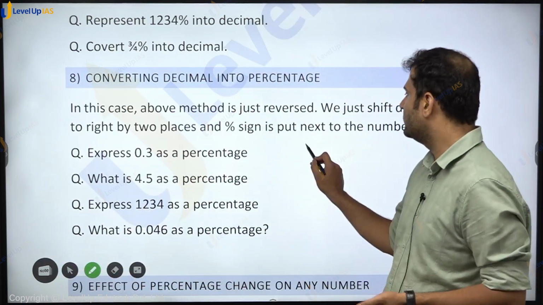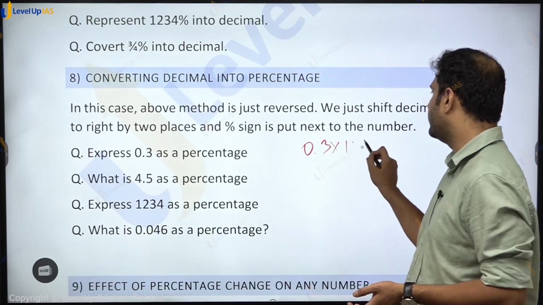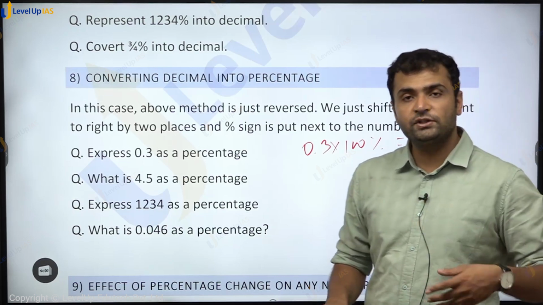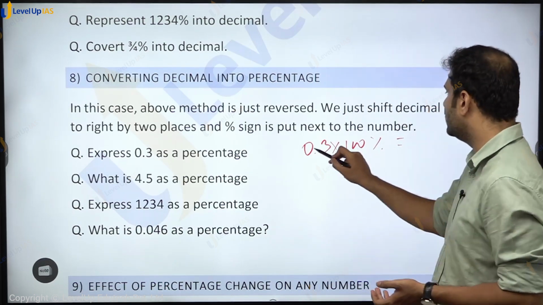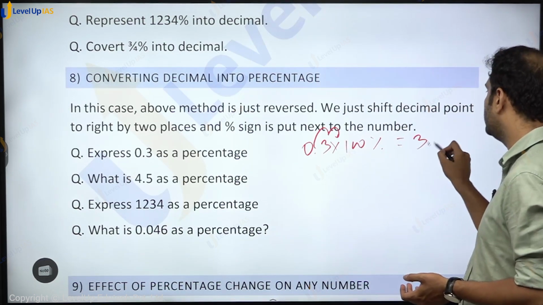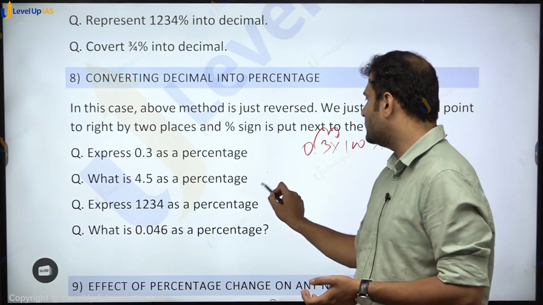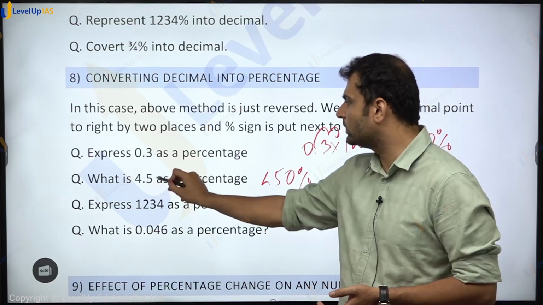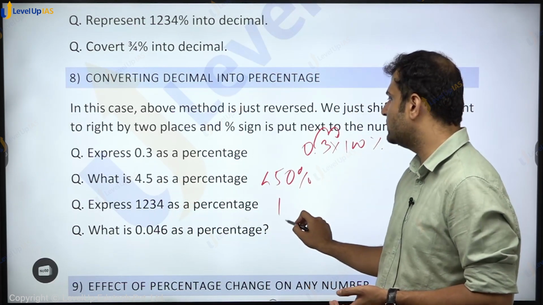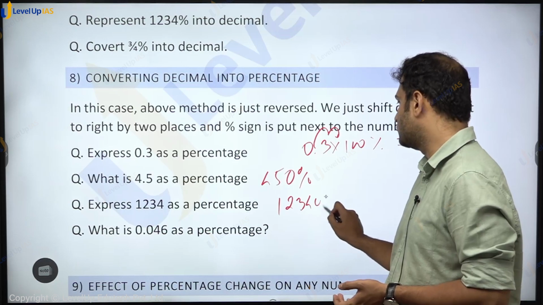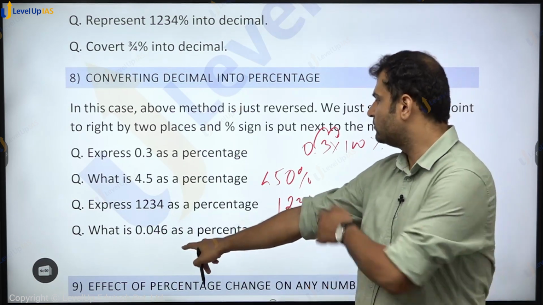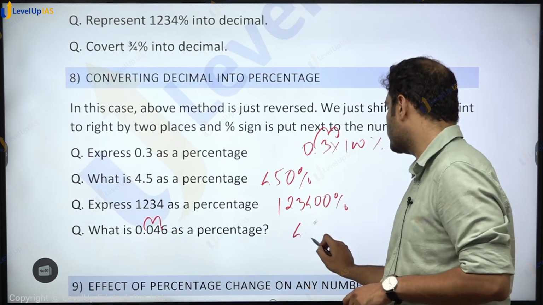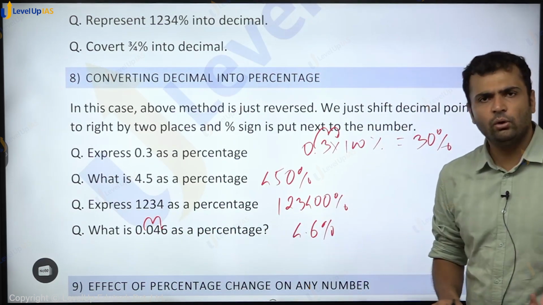तो 0.3 into 100% is equal to, when we multiply by 100, decimal point shifts to the right by 2. तो यहां से यहां, यहां से यहां. So it is 30%. 4.5 as a percentage, 450%. Decimal to the right by 2. 1234 as a percentage, 123400%. 0.046 as percentage, यहाँ पे आ जाएगा. So it is 4.6%. Fine. I hope it is clear.